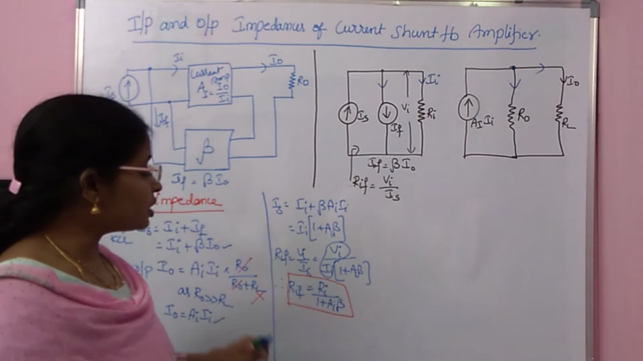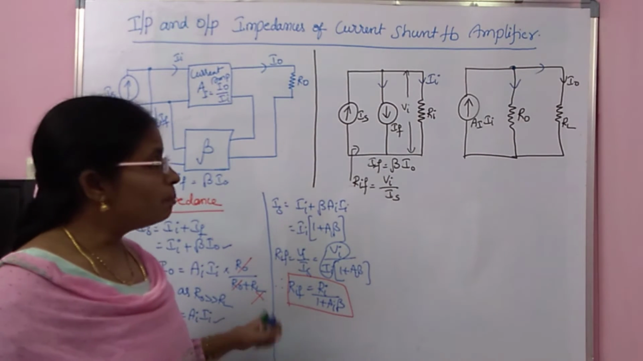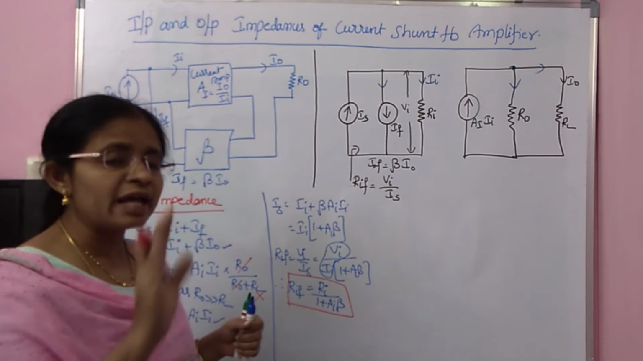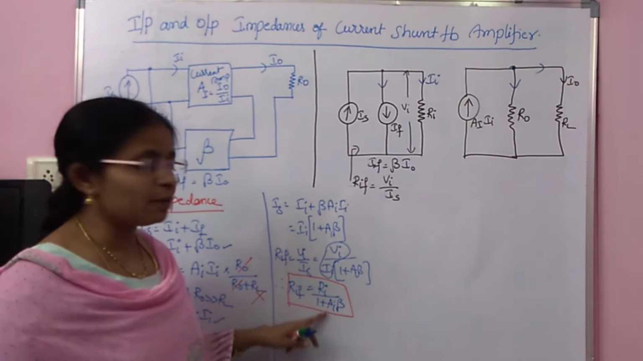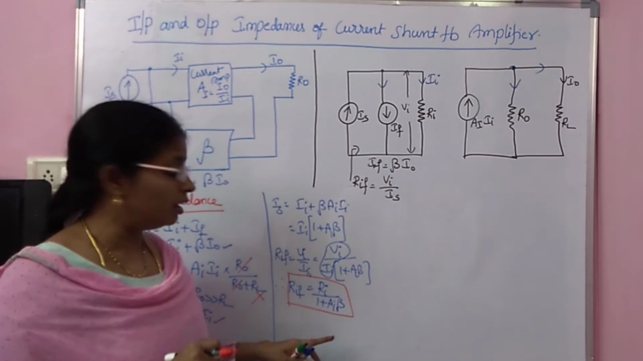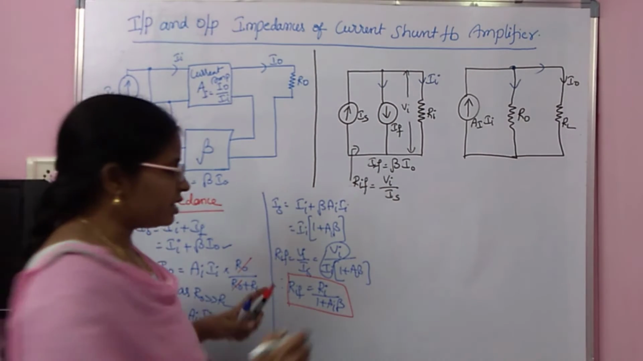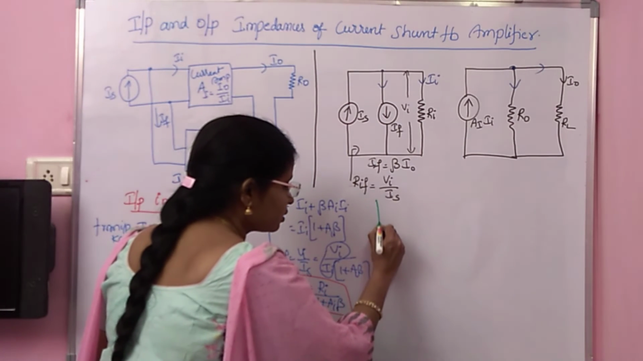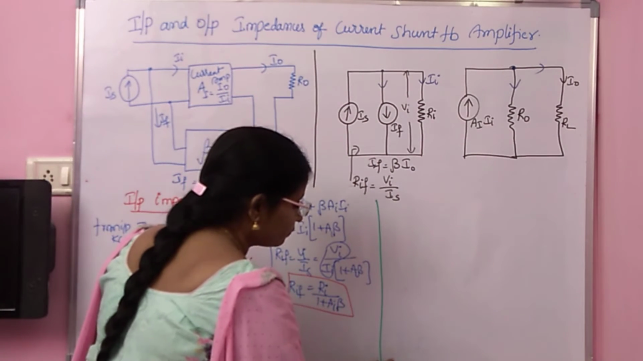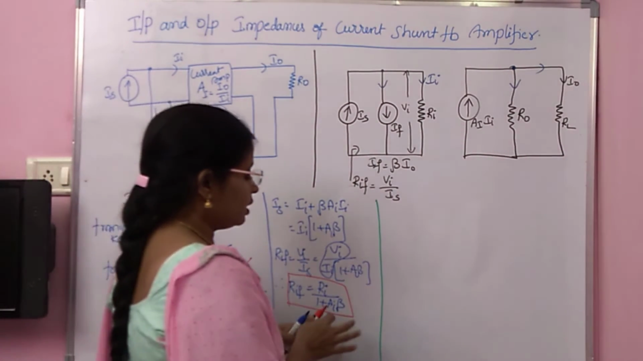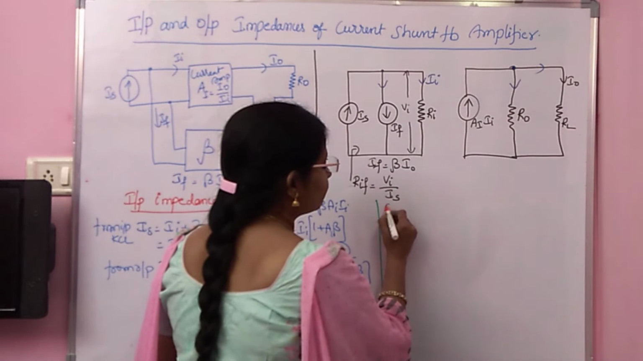So, actual input impedance is RI. But with this current shunt type of feedback, the input impedance is decreased by a factor 1 plus AI beta. Okay. So now we'll see the output impedance.